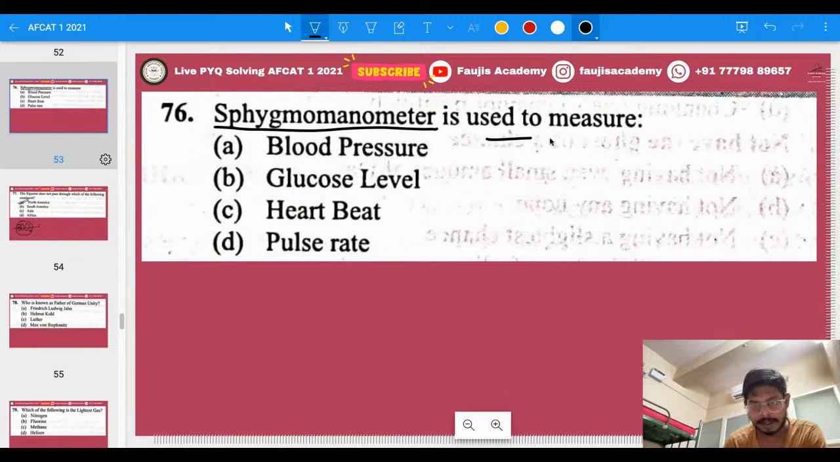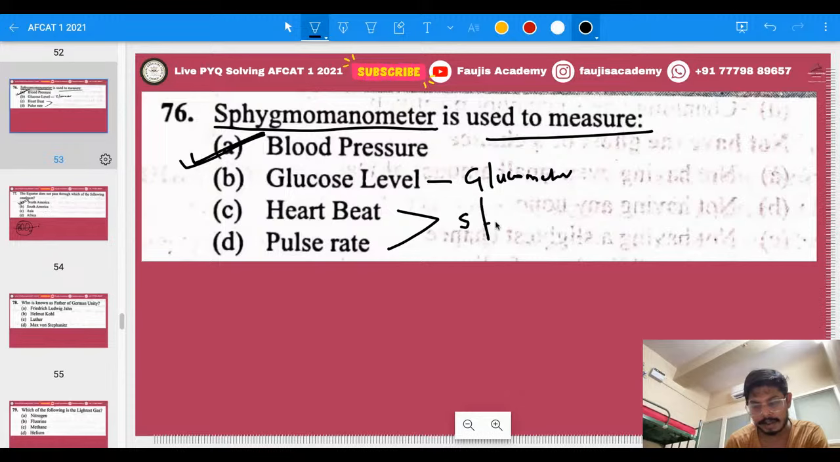Sphygmomanometer is used to measure your blood pressure. Glucose level is measured by glucometer. Heartbeat and pulse rate both are measured by stethoscope. Please pardon the spelling. Okay, this is the answer. Heartbeat and pulse rate both are measured by stethoscope.